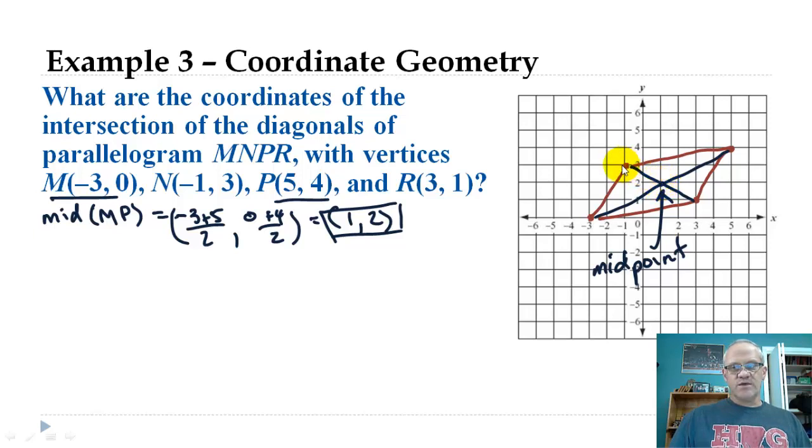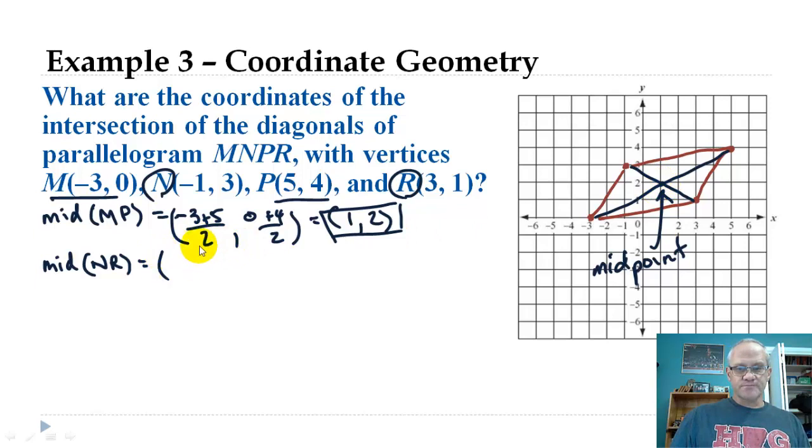Now, if we are sure that this is a parallelogram, that would be great. But what we're going to do is one more midpoint. The midpoint of the other one, which is negative 1, 3. So we're going to do the midpoint of N and R. Just to double check, what should happen is it should have the same midpoint, right? It should be this exact same thing.